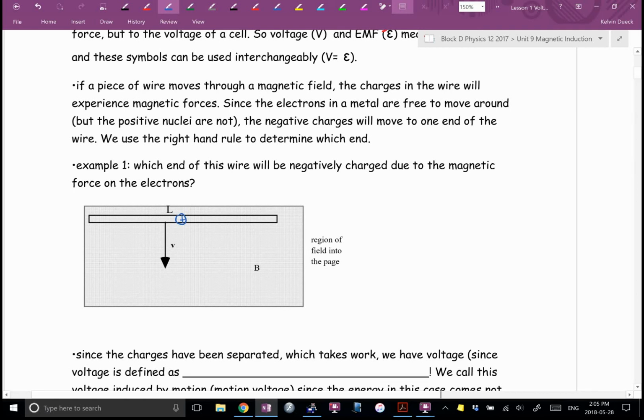What does it say, Caleb? Into the page. So point your right thumb down the page and point your fingers into the page. It's feeling a force to the right. What side of the bar will become positively charged?